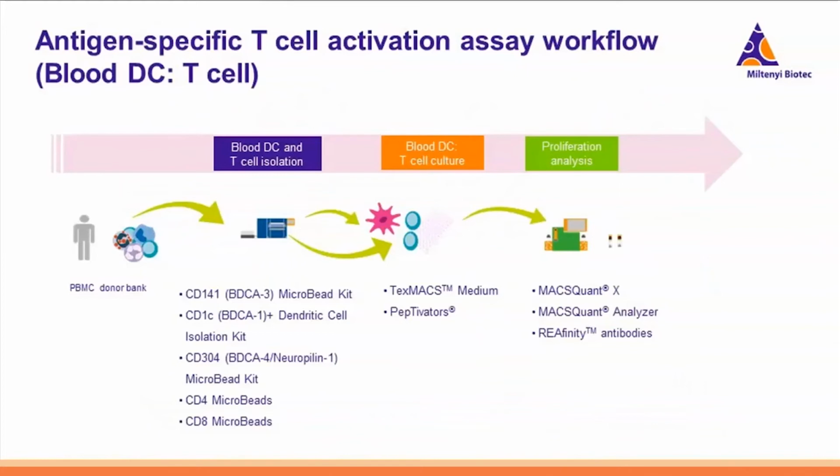In this slide, I would like to show you the antigen-specific T cell activation assay workflow with the option of blood DC and T cell combination instead of MoDC. So for the isolation of blood DC, these products can be used: CD141 microbead kit, CD1c dendritic cell isolation kit, CD304 microbead kit, the so-called neuropilin-1, as well as CD4 and CD8 microbeads. The rest of the workflow stays the same as I presented on previous slides.